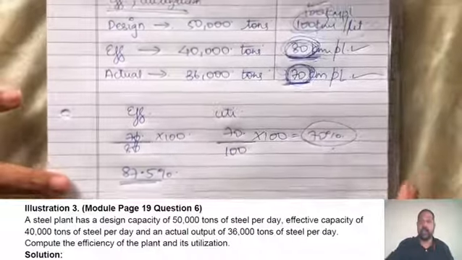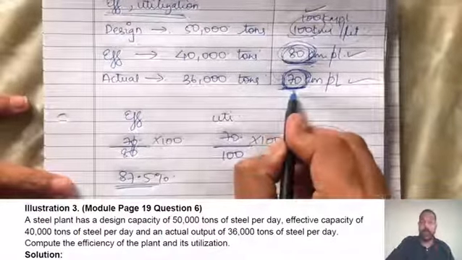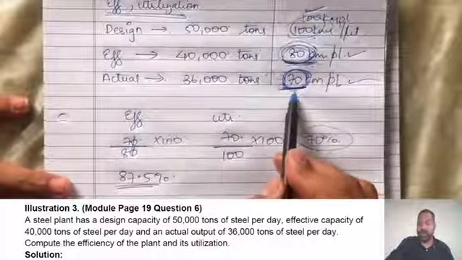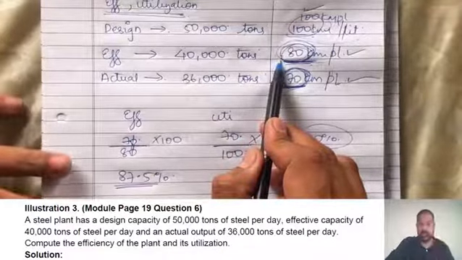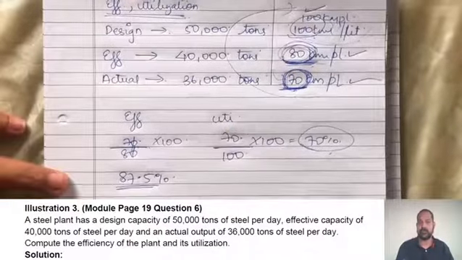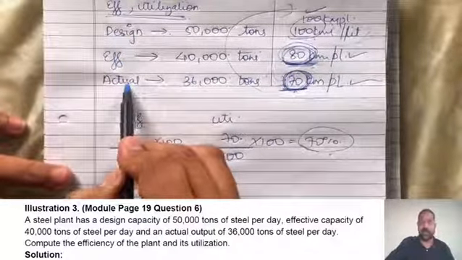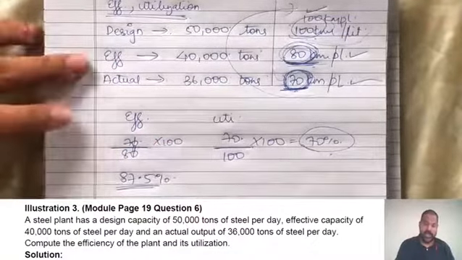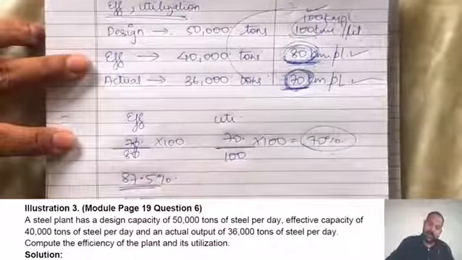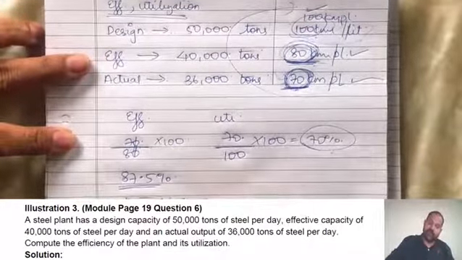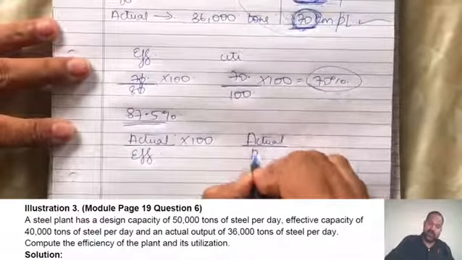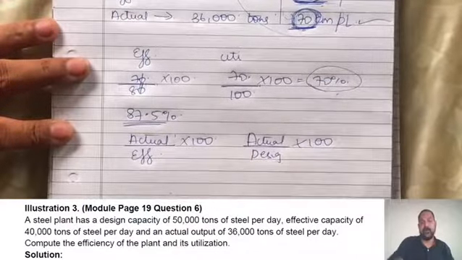How do you compare this? You will compare what you are actually getting against what you are at least supposed to be getting for efficiency, and for utilization, what you are actually getting against the total. So it is design, effective and actual. If you want to remember it as a formula, efficiency is actual divided by the effective into 100, and utilization is actual divided by the design multiplied by 100.